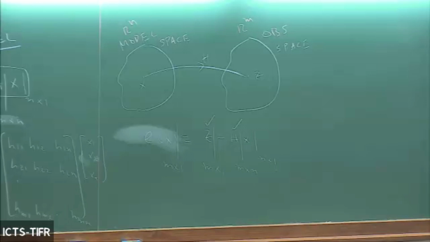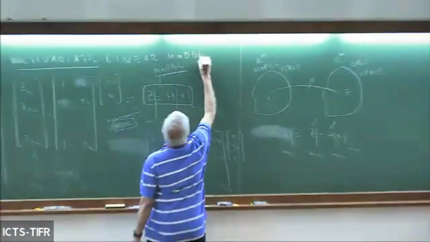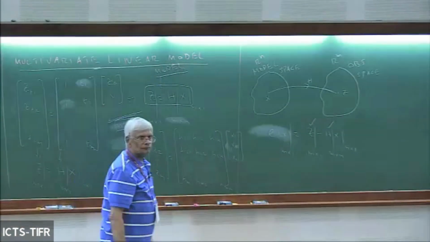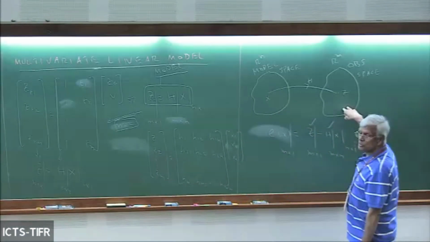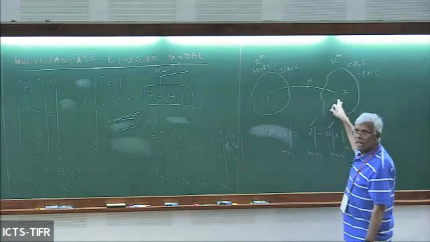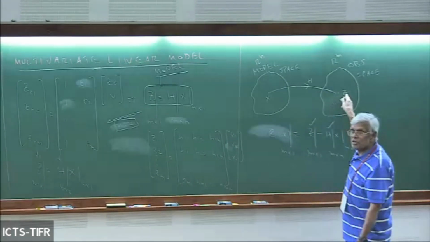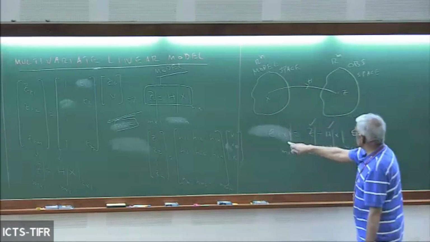So this is called a linear model with 2 unknowns. This is called a multivariate linear model. In the multivariate linear model, I have the model space, I have the observation space. H is the bridge between the model space and the observation space. H helps you to bring the information from the observation space to the model space. That information is expressed in the form of an error.